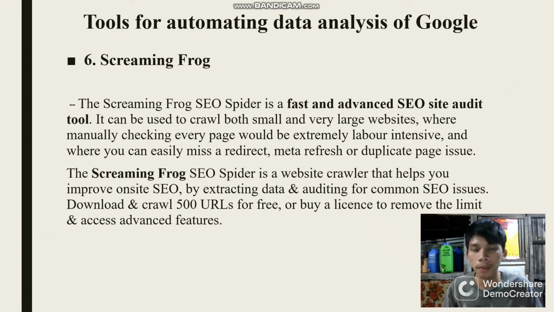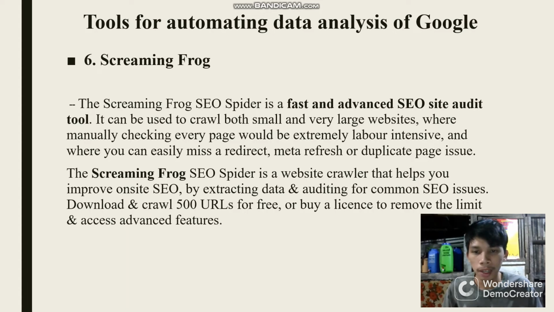First is Screaming Frog. The Screaming Frog SEO Spider is a fast and advanced SEO site audit tool. It can be used to crawl both small and very large websites, where manually checking every page would be extremely labor intensive and where you can easily miss a redirect, meta refresh, or duplicate page issue.